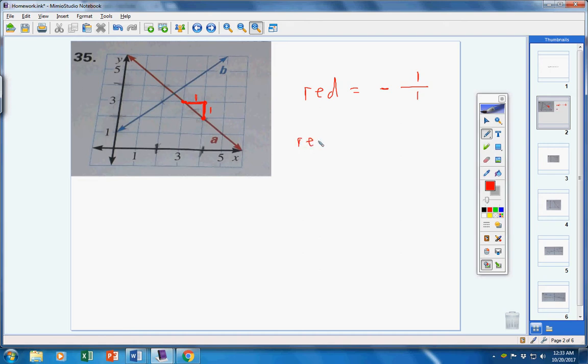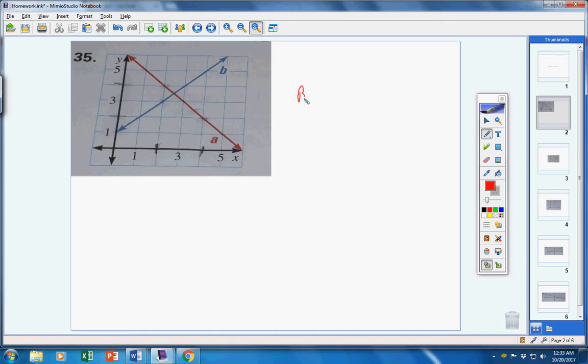So, the red slope, and remember, M stands for slope. So the red slope equals -1. Pretty simple. Watch it again if you need to.